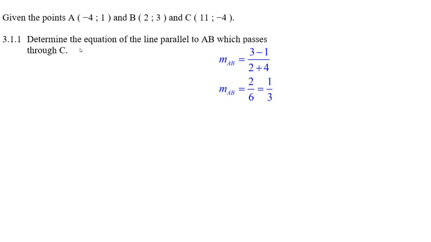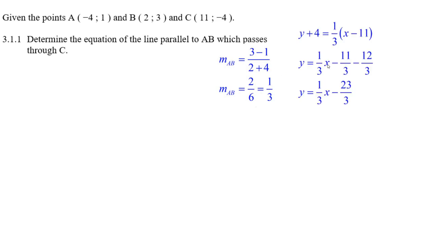Well, if this line's supposed to be parallel, it's got to have the same gradient. We just take this gradient and we take the C point and we put it into the point gradient formula. And there goes your y minus y1 equals m times x minus x1. 1/3 goes in for m, and that's your answer. You just have to clean it up a little bit.